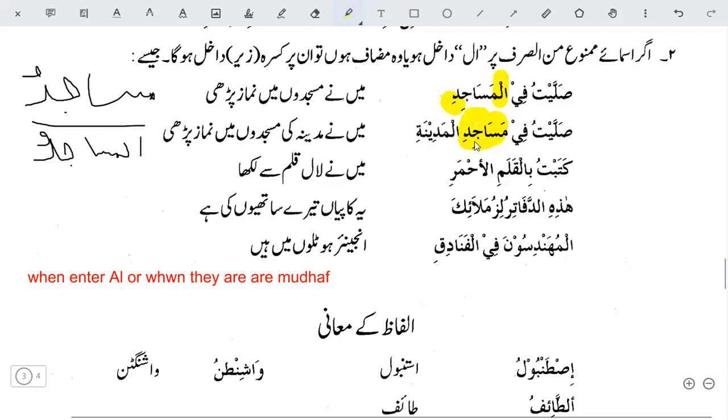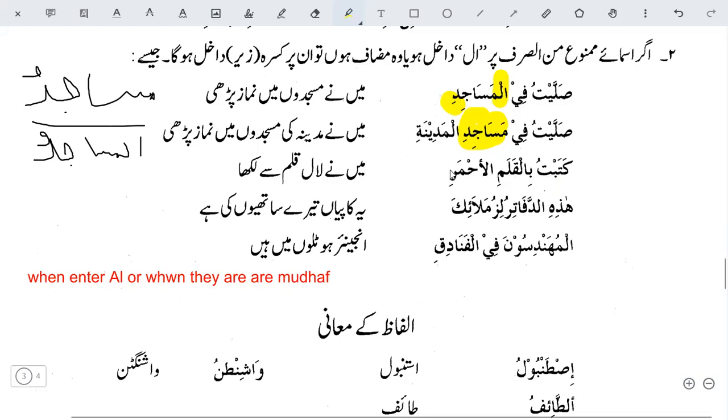Mamnu min as-sarf, when they are mudaf, they can take kasra. These are the two reasons when the mamnu min as-sarf can take kasra: when they are preceded by the alif lam, and when they are the mudaf.